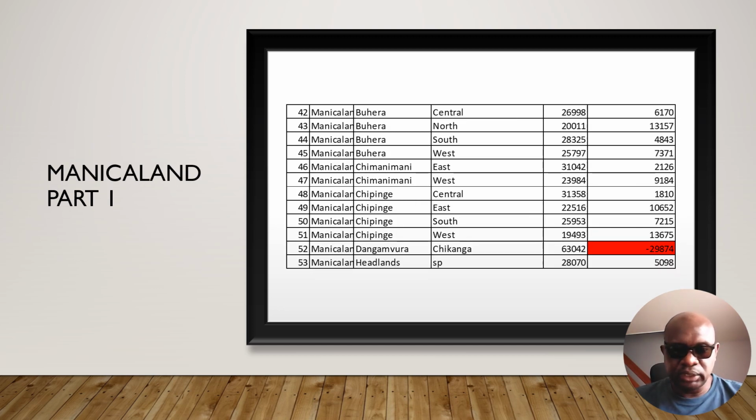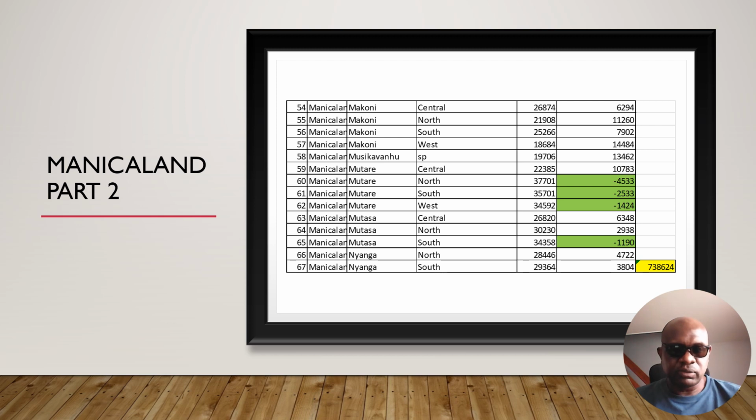Right, when we come to Manicaland, we have another challenge here, where we have another constituency that has exceeded by a population that is equivalent to another constituency, which means that another constituency can be created in Manicaland province, in Dangamvura. So this can be another constituency that can be created from there. Okay, in terms of population.